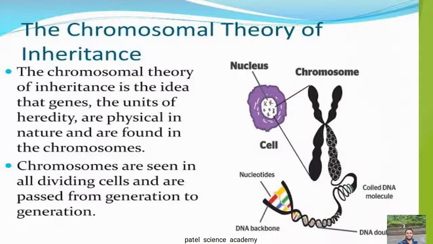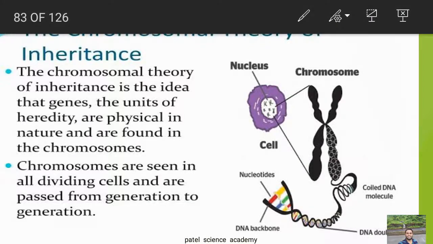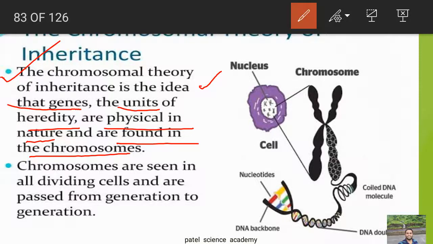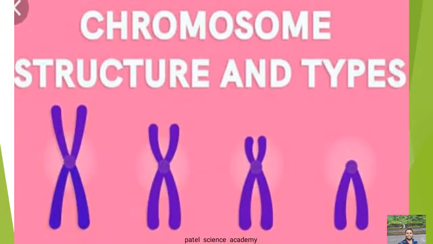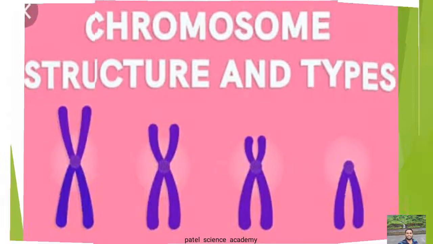So, dear students, this is the chromosomal theory of inheritance: an idea that genes, the units of heredity, are physical in nature and are found in the chromosomes. It states that the gene is part of the chromosome, and it is the unit of heredity, and chromosomes are seen in all dividing cells and are passed from generation to generation. These are the main postulates of the chromosomal theory. Now we'll see the structure of the chromosomes and their types in this lecture.